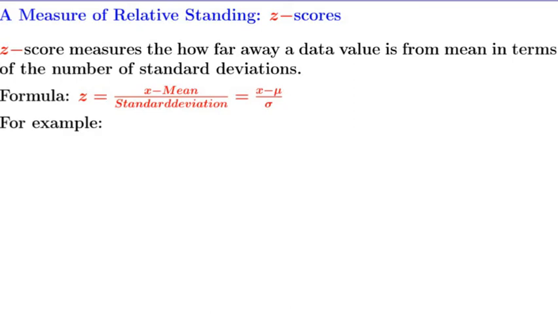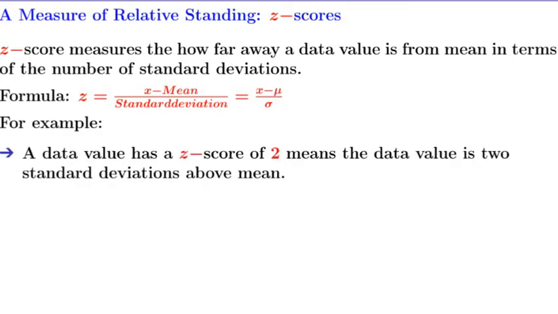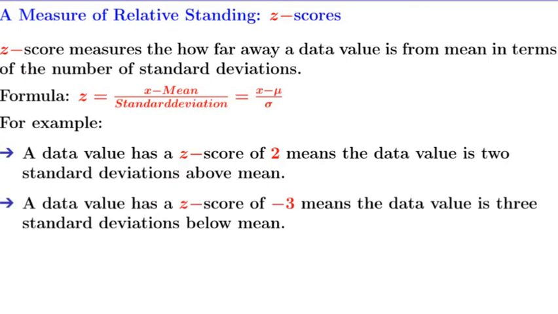So let's look at this example. A data value has a Z-score of 2 means the data value is 2 standard deviations above the mean. A data value has a Z-score of -3 means the data value is 3 standard deviations below the mean.